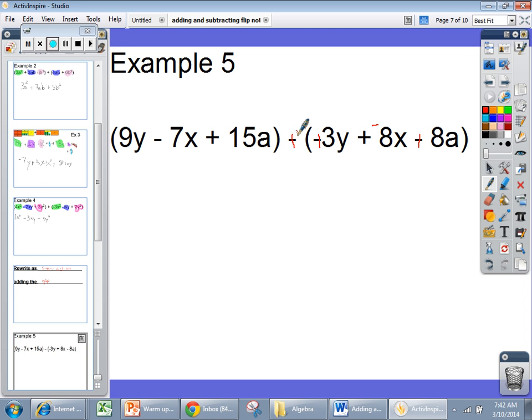No, only the second part, because you're subtracting the second part. So nothing over here is going to change. Only the second part right here. That was a really good question. Because whatever is after your subtraction sign is what you're going to change.